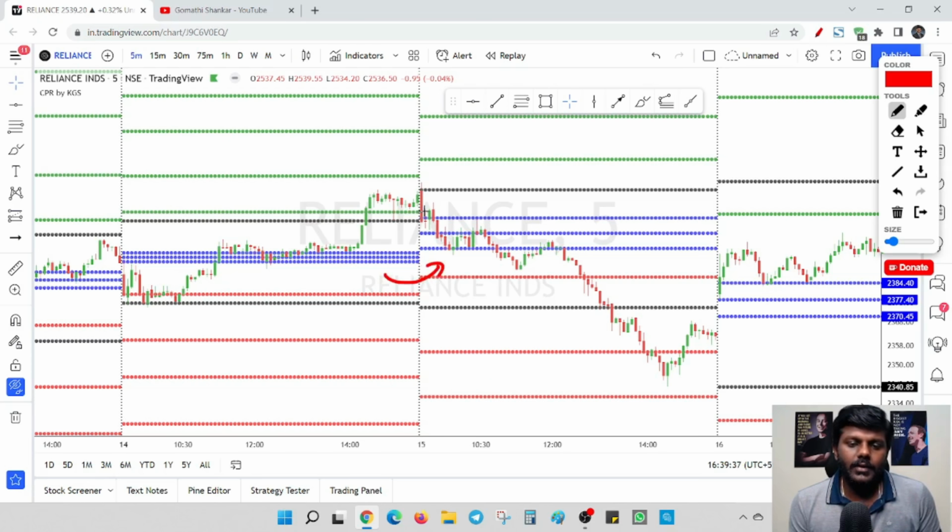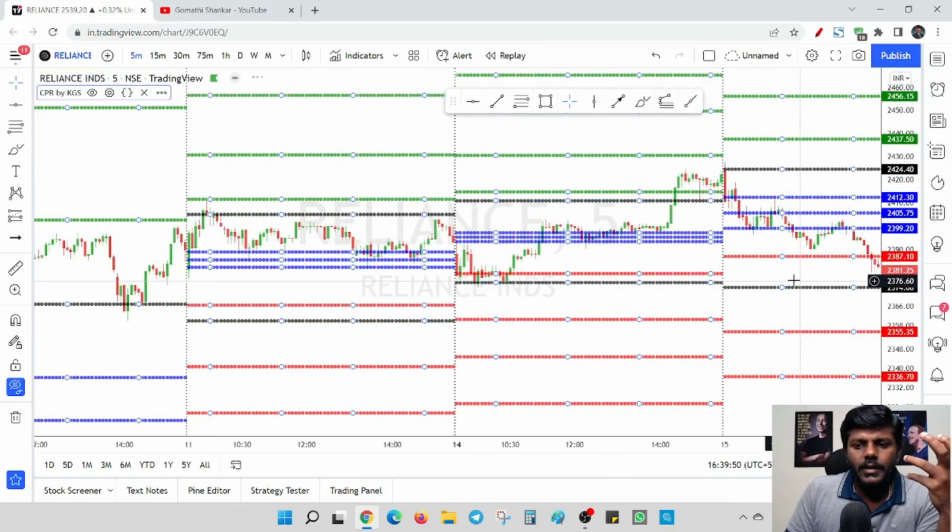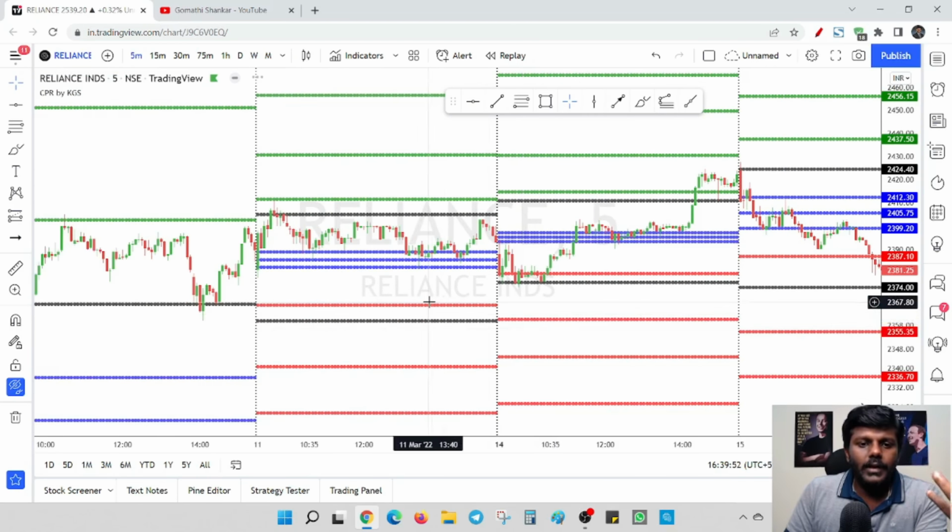Though there is a descending CPR, the candles are not having the momentum to go up. The candles came down below daily CPR. So these are the short opportunities. These are the locations for taking a short opportunity. You can judge the trend by the candle's location itself.